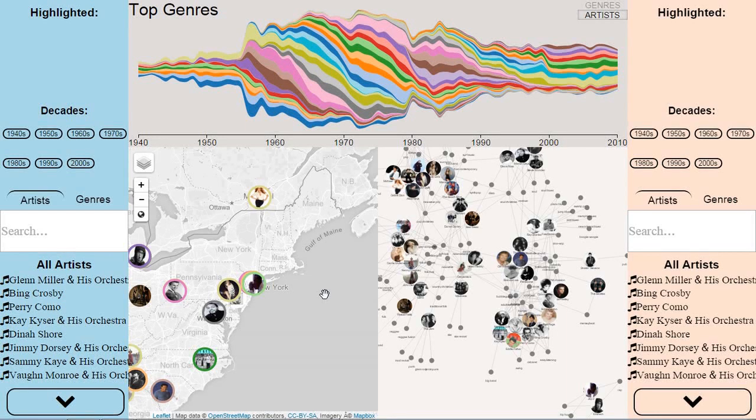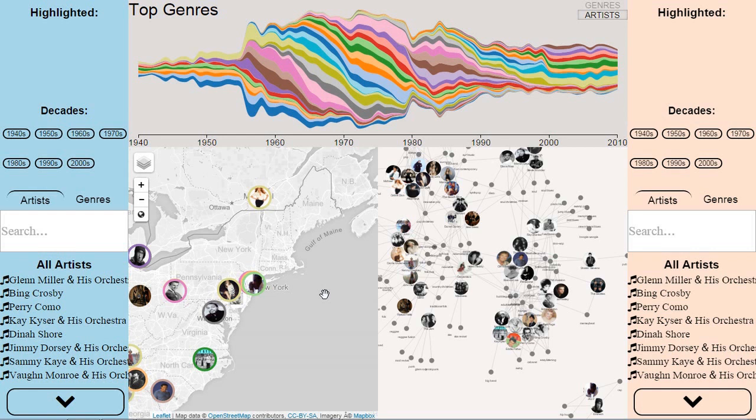Hi everyone, my name is Umberto and this is the application that I've developed about music together with my friends Filippo, Giacomo and Manuel. This application is about visualizing music tastes, genres and artists.